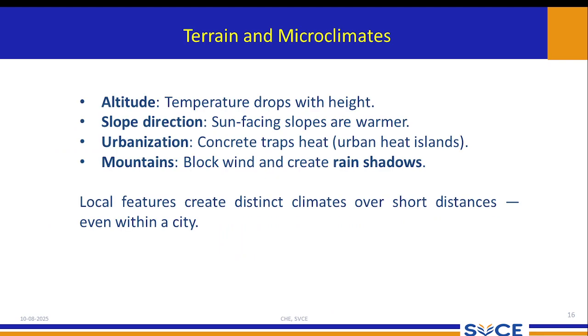Coming to the terrain and microclimates, altitude is very important. Temperature drops with height. For example, if you go to Ooty and Kodaikanal, obviously the pressure will be less, because you will find air only up to a certain height. After that, you don't have any air molecules, right? When you go to a higher altitude, the air is very loosely packed. Because of that, the temperature drops with height. When you go to the top, the pressure will be lower.